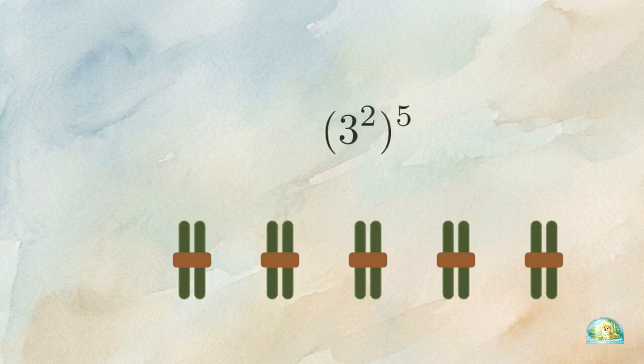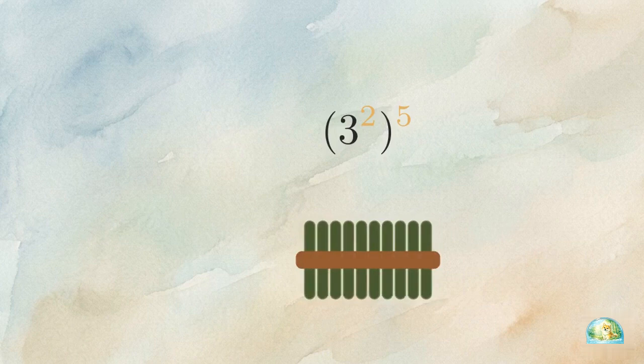These bundles represent a power raised to another power, written mathematically as 3 squared, all raised to the 5th power. Take a moment to think about the physical bundles shown here. To find the total number of reeds across all of these groups, which math operation is required? Addition, subtraction, or multiplication?